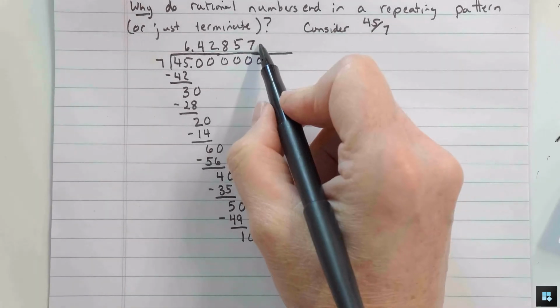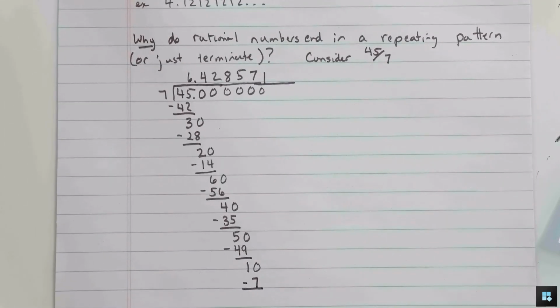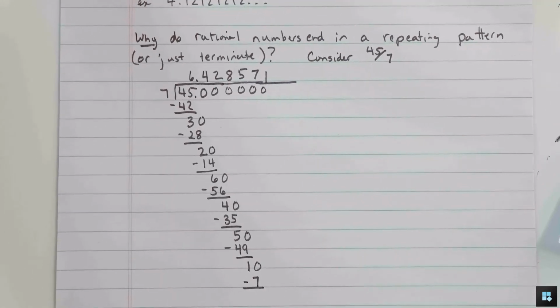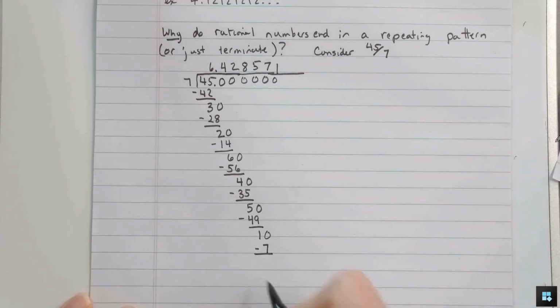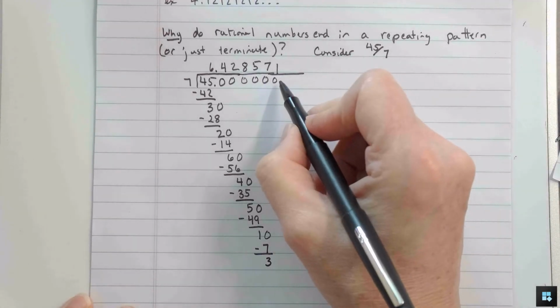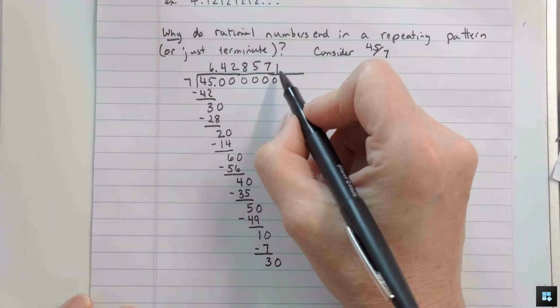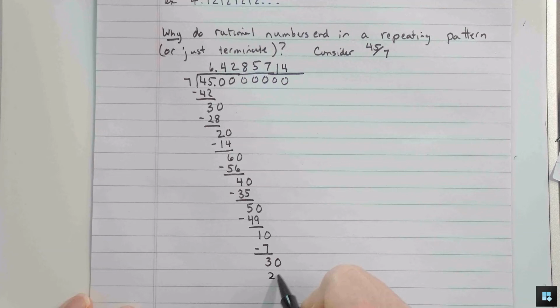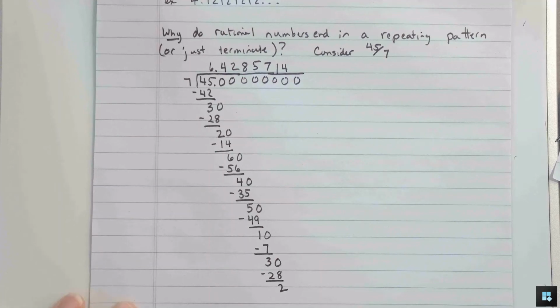I'll bring down another 0. 7 divides into 10 one time. 1 times 7 is 7. So we'll go ahead and subtract. 10 minus 7 is 3. We need another 0. 7 divides into 30 4 times. 4 times 7 is 28. And subtract and get 2. This is your Canvas activity, by the way, and we're supposed to go through 9 decimal places. So hopefully you have space for 9 decimal places.